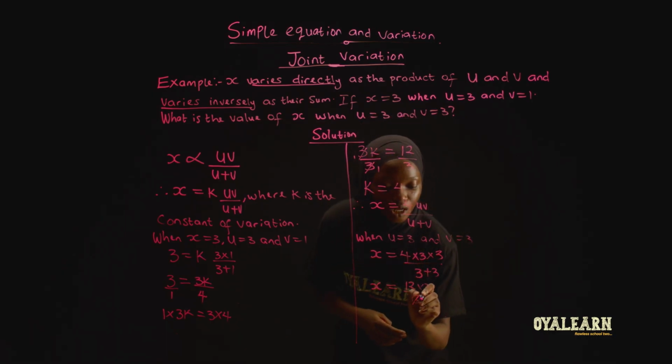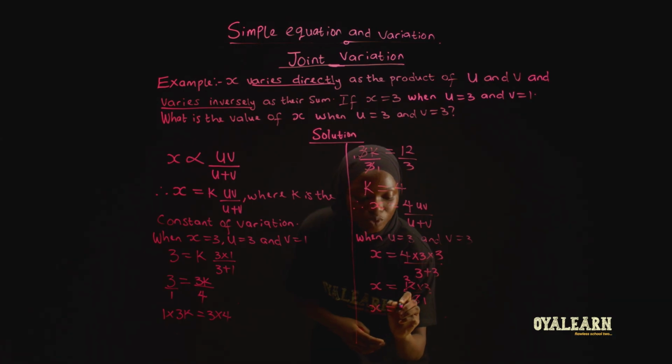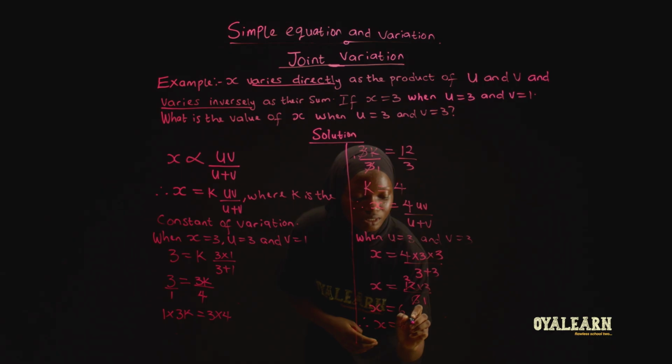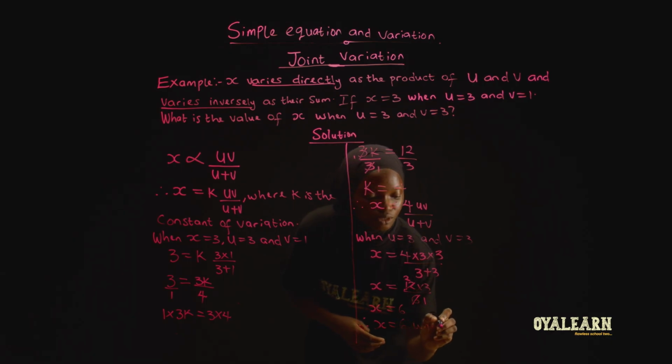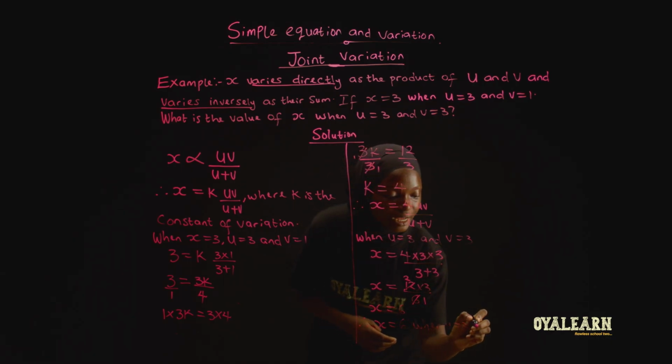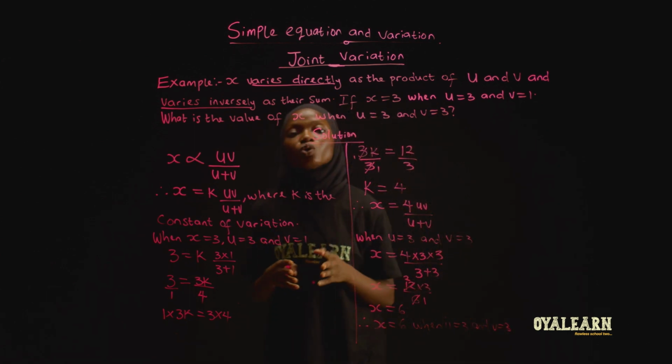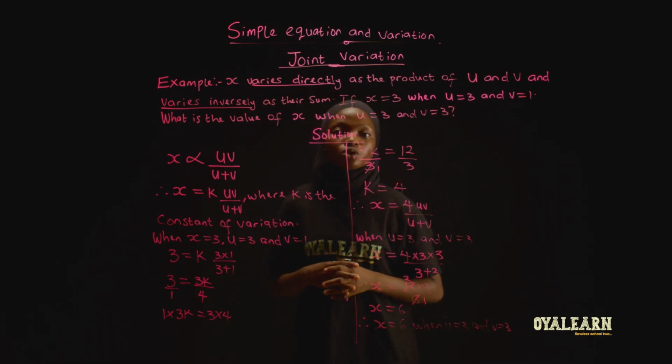So 6 goes in 12, 2. 2 times 3, we have x equals 6. So therefore, x equals 6 when u equals 3 and v equals 3. And that's how to solve the question on joint variation. Thank you.